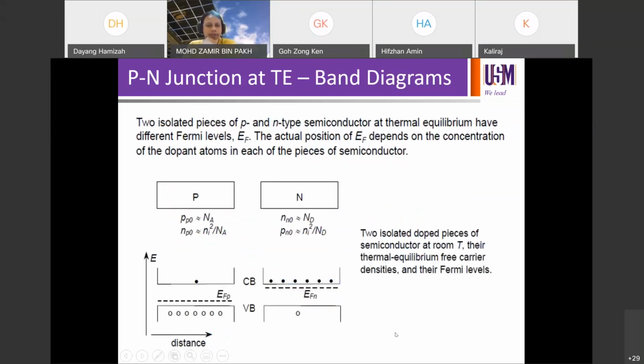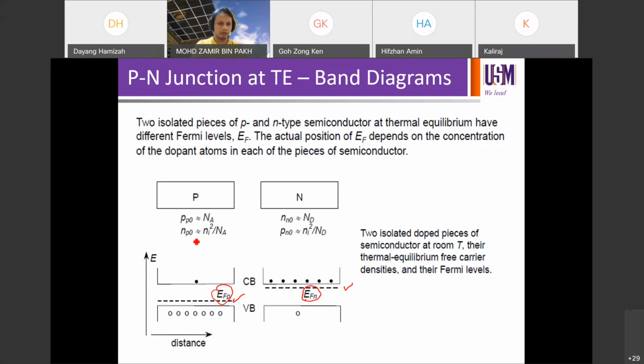Two isolated pieces of P and N semiconductor at thermal equilibrium have different Fermi levels. In the previous topics, we discussed the Fermi level of p-type and n-type, and we have learned that the Fermi level of the n-type semiconductor is near the conduction band edge, and the Fermi level of the p-type is near the valence band edge. So we can label them EFN and EFP.